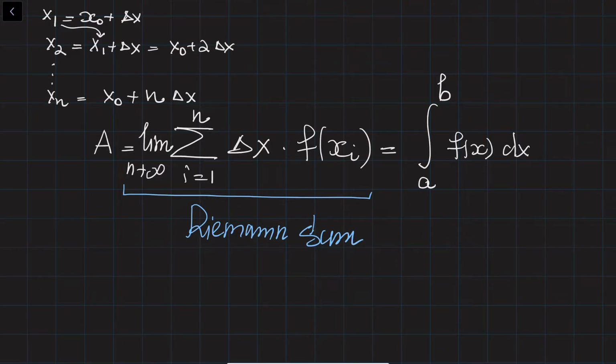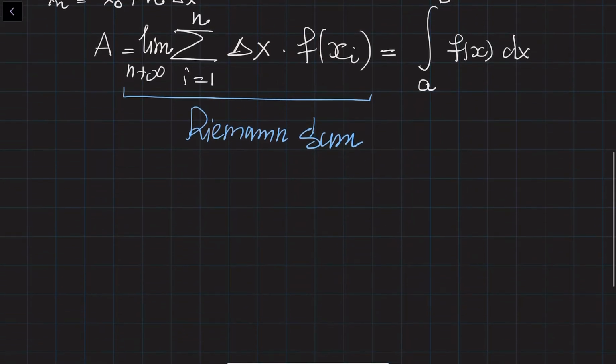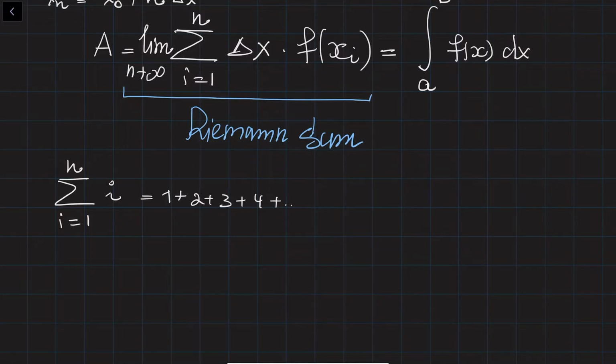In order to evaluate the limits, we need to know a couple of rules. The first rule is the summation of i. What is the summation of i when i goes from 1 to n? It is simply the sum of the numbers 1, 2, 3, 4, and so on, up to n. And the sum is equal to n times n plus 1 divided by 2.